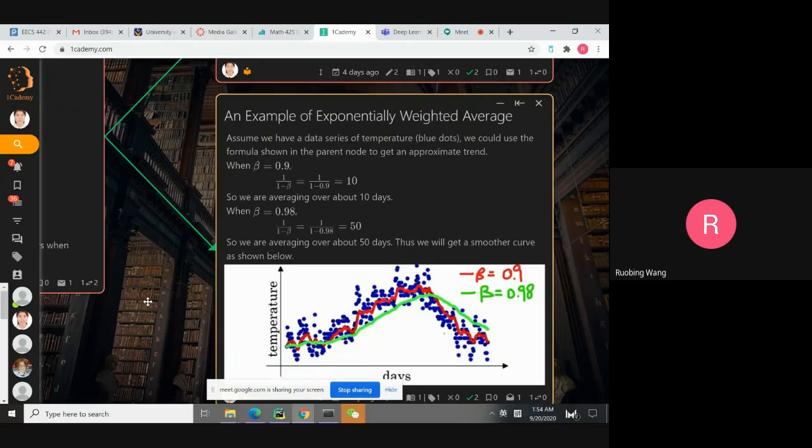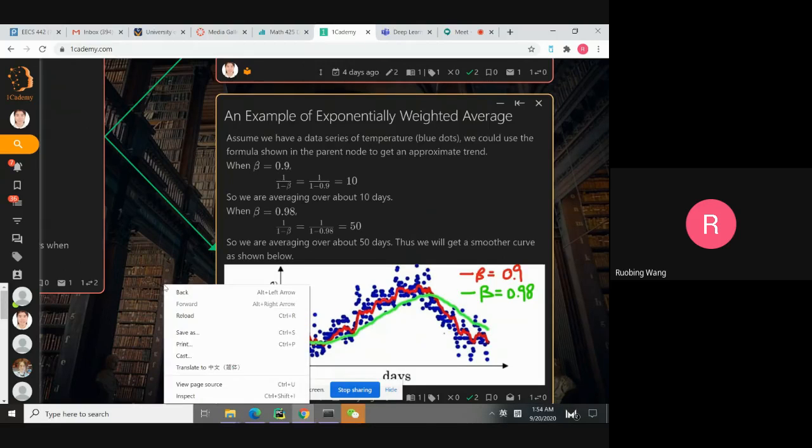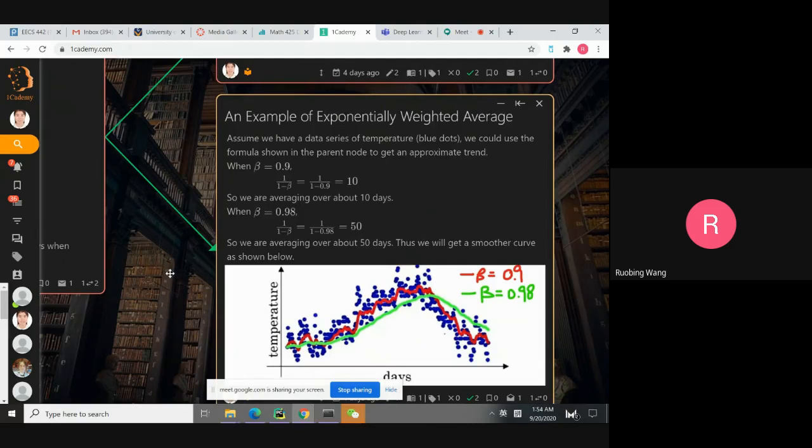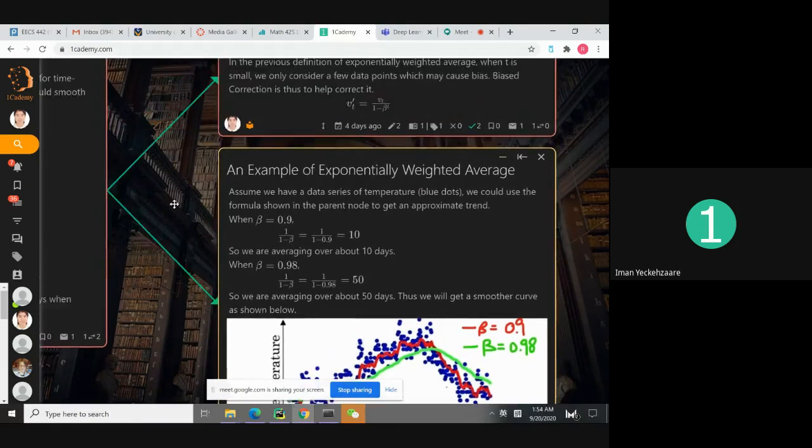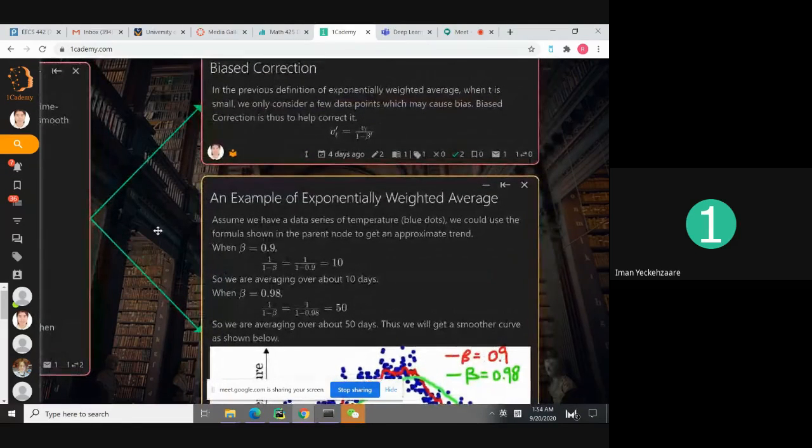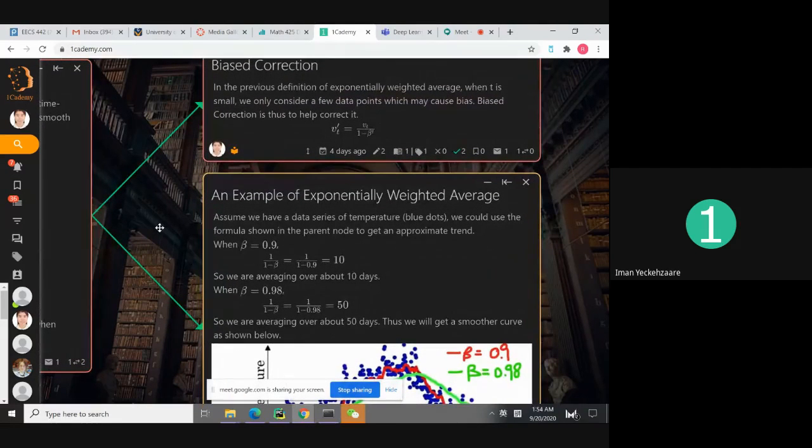Does anyone have any question about this part? Just to make sure everybody is on the same page, please carefully think about how we can trade off between bias and variance of the model by assigning different values for the parameter beta. This is very important. The bias-variance trade-off in machine learning is in general very important. In this case, we are playing with beta.